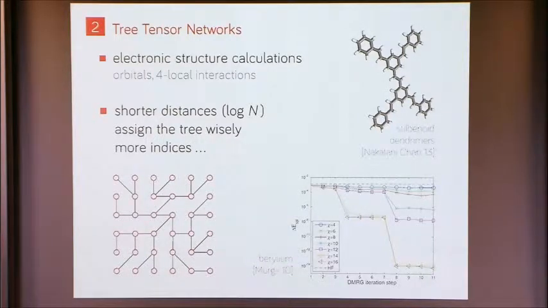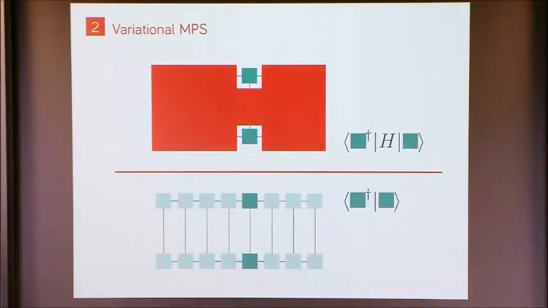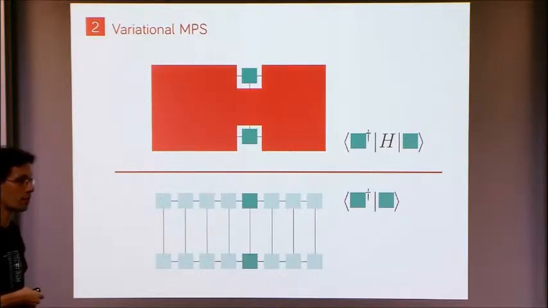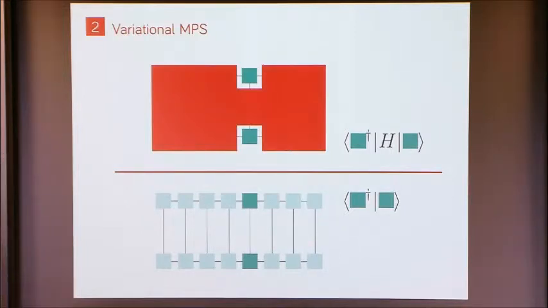Sorry, can you go back one slide? I'm not sure what's the relation between what you've done earlier in DMRG and here. It seems like you're optimizing over all MPS states. Is there a connection between these two? How do you optimize over an MPS? Is it related to DMRG?